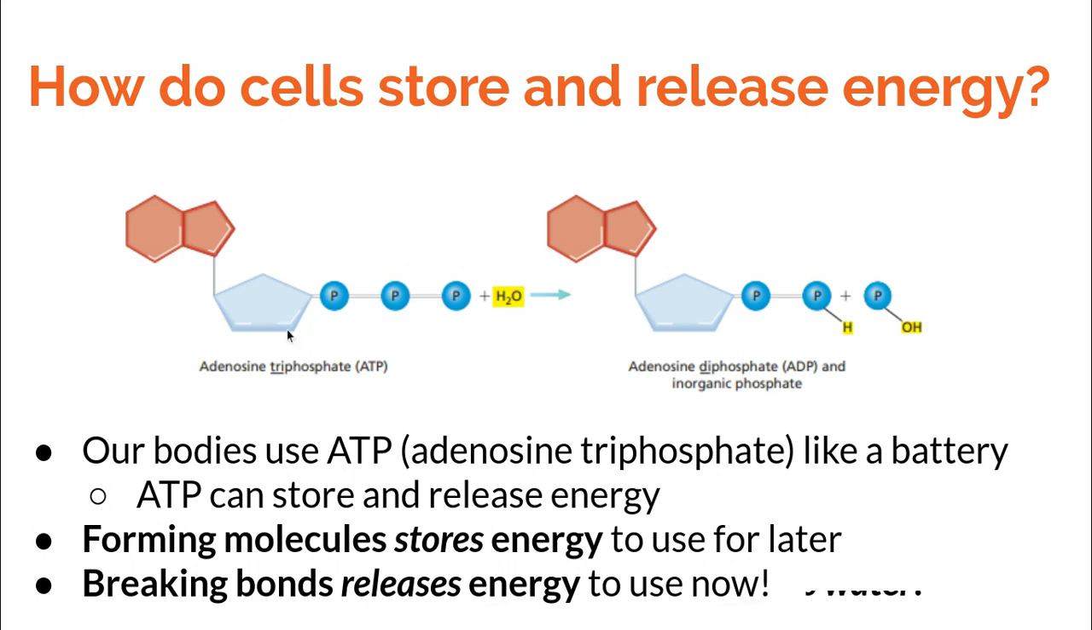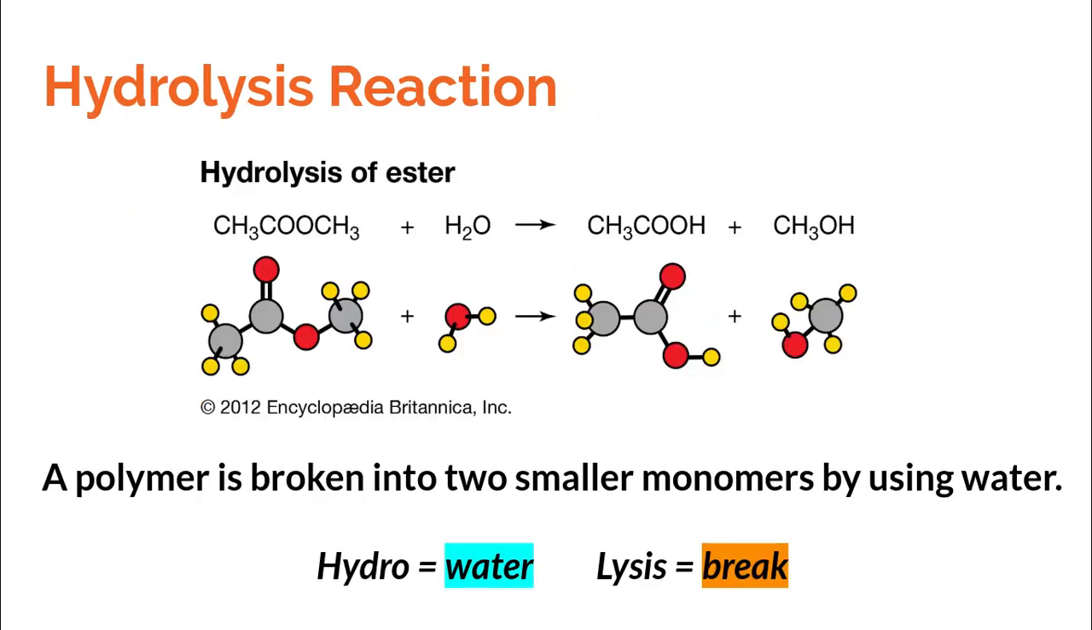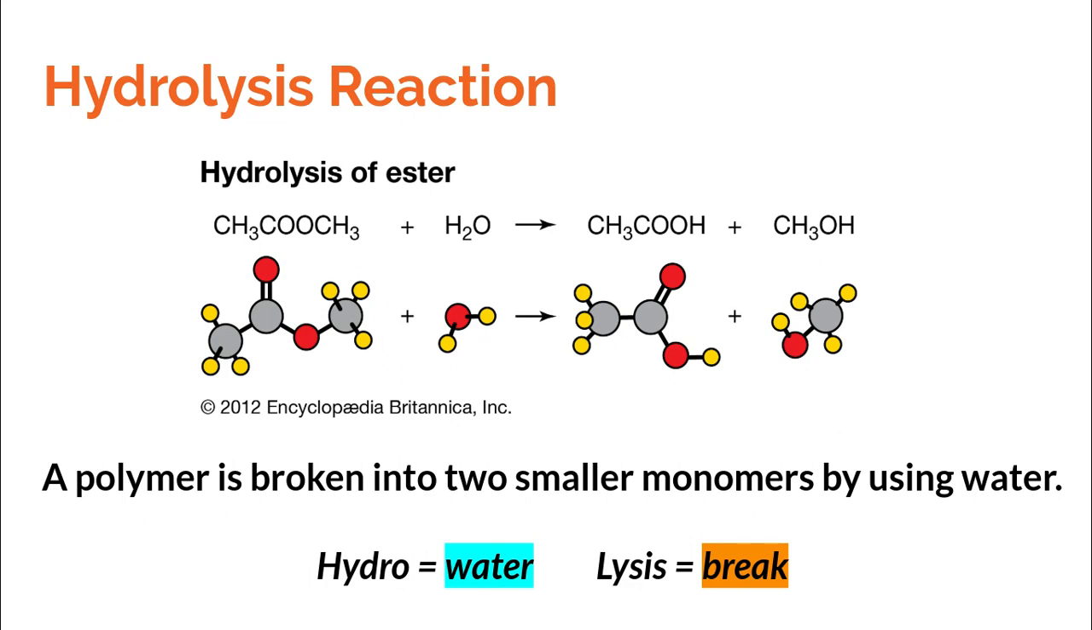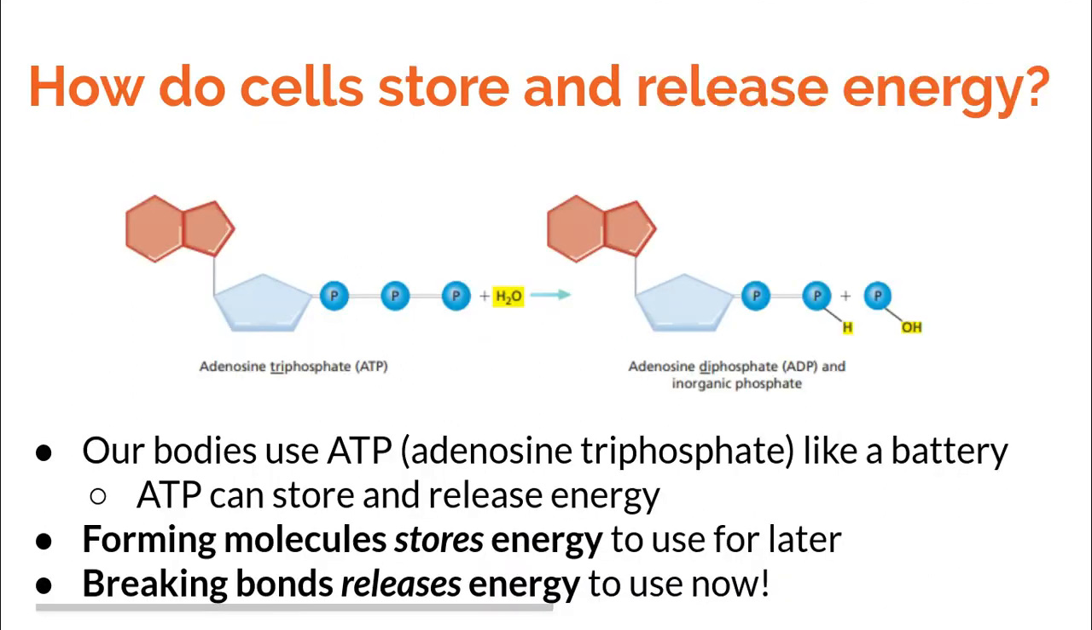So imagine you have this ATP in your cell. Your body needs energy. Your cell needs energy to do its job. How do we get this energy out of the molecule? Well, we are going to use our hydrolysis reaction. We are going to use water to break the polymer into monomers and release energy. So here we have our ATP, we have some water, and we are going to conduct a hydrolysis reaction.